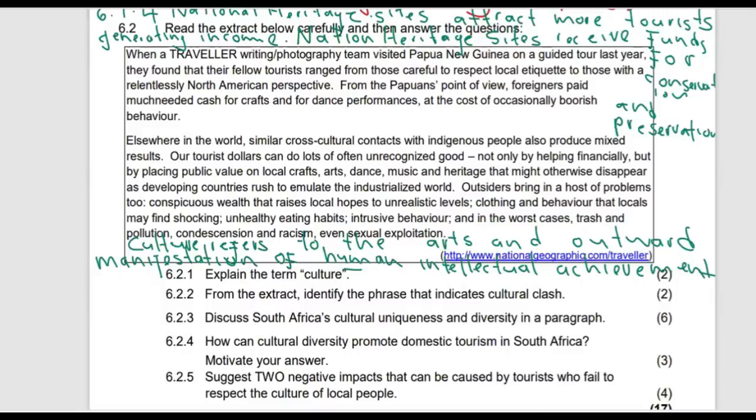So from the extract, identify the phrase that indicates cultural clash. All right, we go back. We can take this: the cost of occasionally boorish behavior.